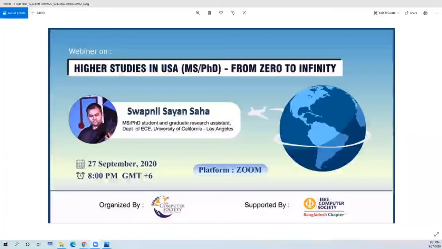How low a rank uni will be okay to apply? So yeah, I mean 300 to 500 is fine. 300 to 500 is mid rank. Because DU has a world ranking of around 1,000. Anything above DU is fine.